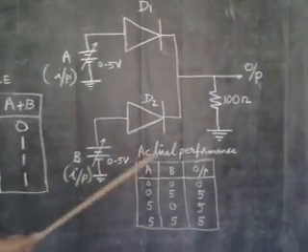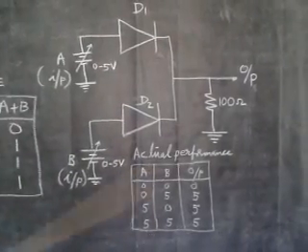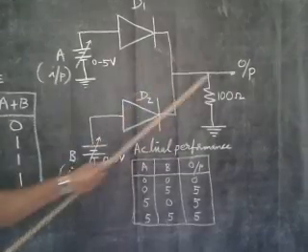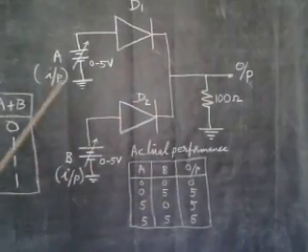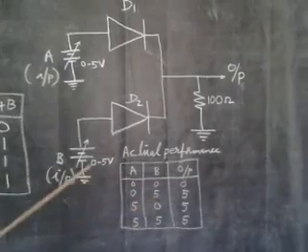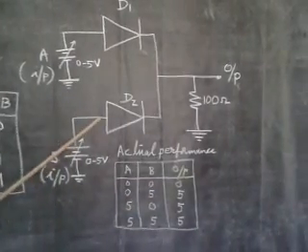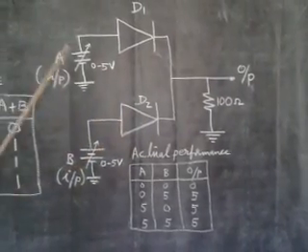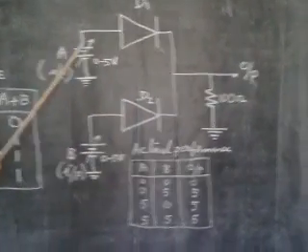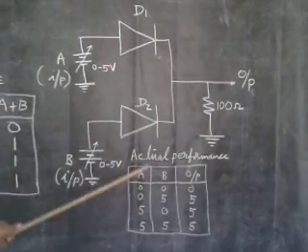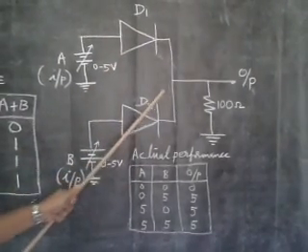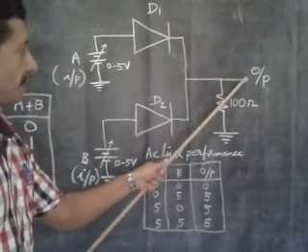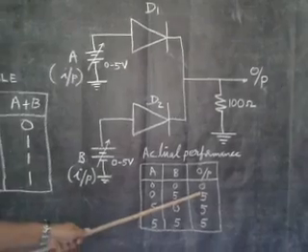Then the actual performance table is this. When both A and B are 0 volt, you get no output, 0 volt. When B is 5 volt, this is varied to 5 volt. This diode will be forward biased. And here A is 0 volt, so this is reverse biased. So a small current is passing through this. Then you get output voltage here, which is 5 volt.